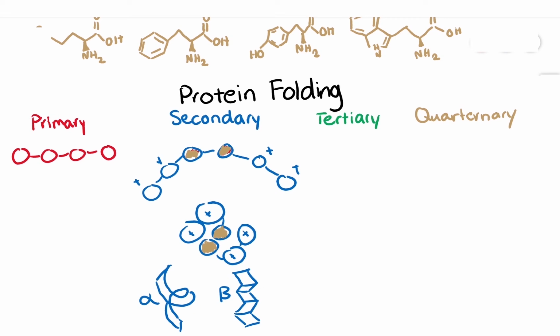In your tertiary structure, this is the overall three-dimensional folding that is driven largely by interactions between these R groups. An example of that would be your disulfide bridges. So let's say you have a hydrogen and a sulfur, and you have a sulfur and a hydrogen. You have these disulfide bridges that are created, and this will link other parts of your protein together.